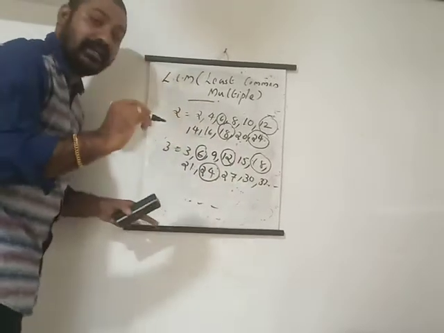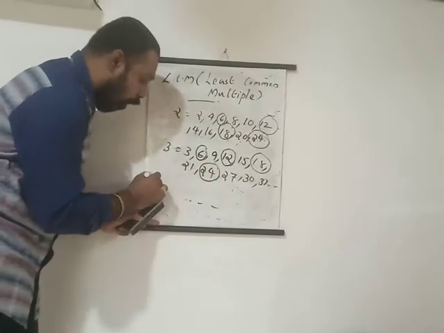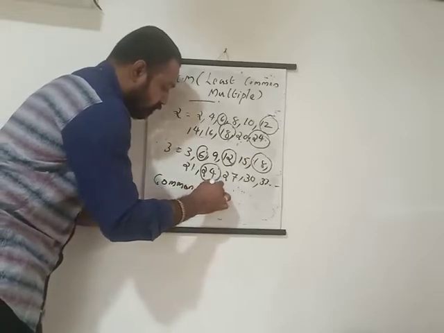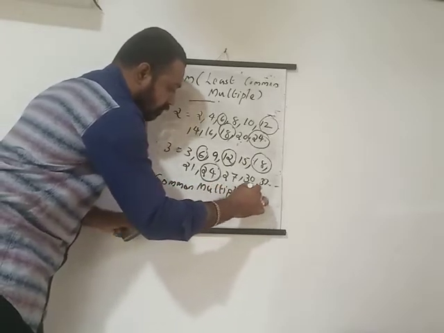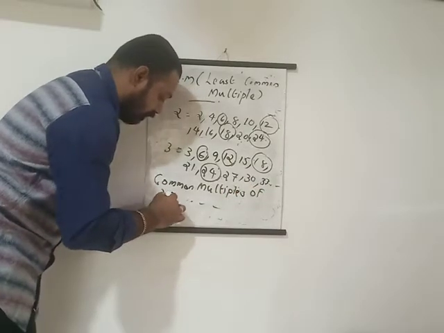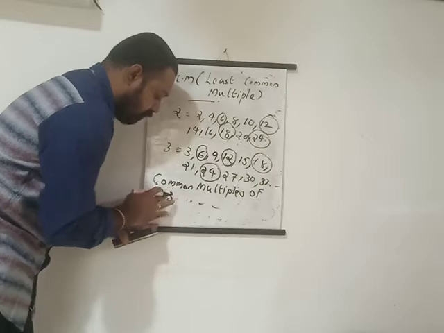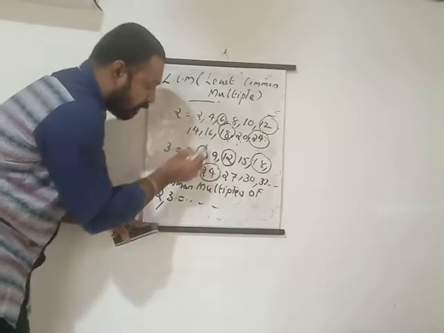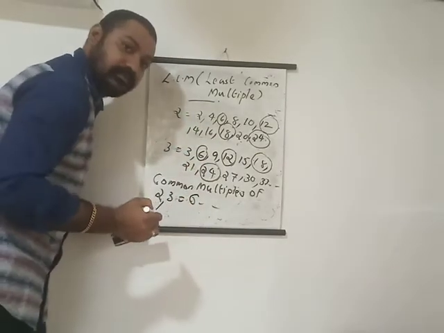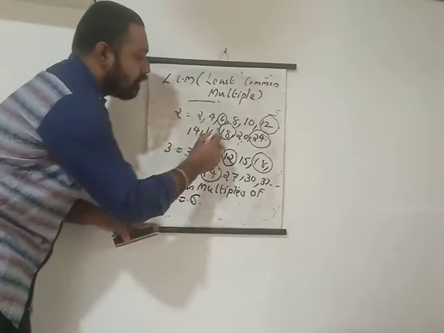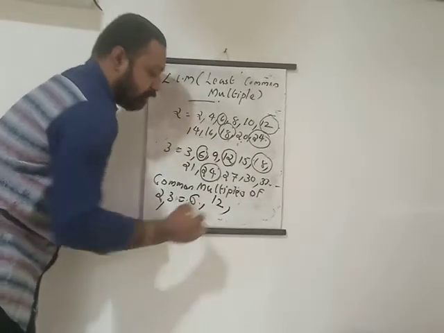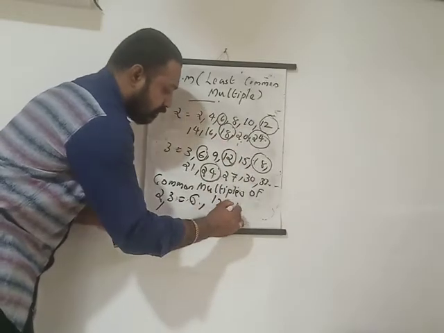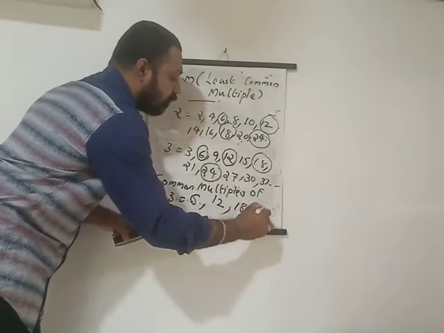So what are the common multiples of 2 and 3? You can see 6 is there, and 12 is there. Then the circled numbers are the common multiples: 6, 12, 18, then 24.